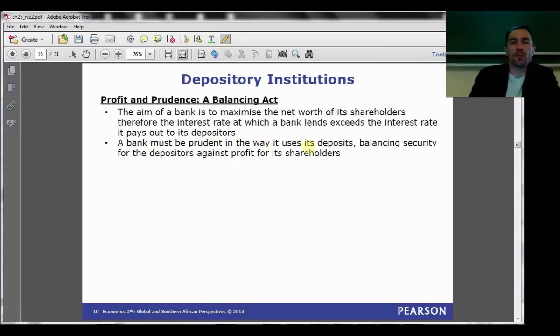So a bank must be prudent in the way that it uses its deposits, balancing security for the depositors against profits for its shareholders. So obviously it can charge higher interest rates and lend to people that are potentially poor credit, not good credit people. But if it does that, it also faces higher losses. And if it faces higher losses, it means that whoever has deposits at that bank potentially loses their deposits, right? So there is a balancing act that needs to be performed here.